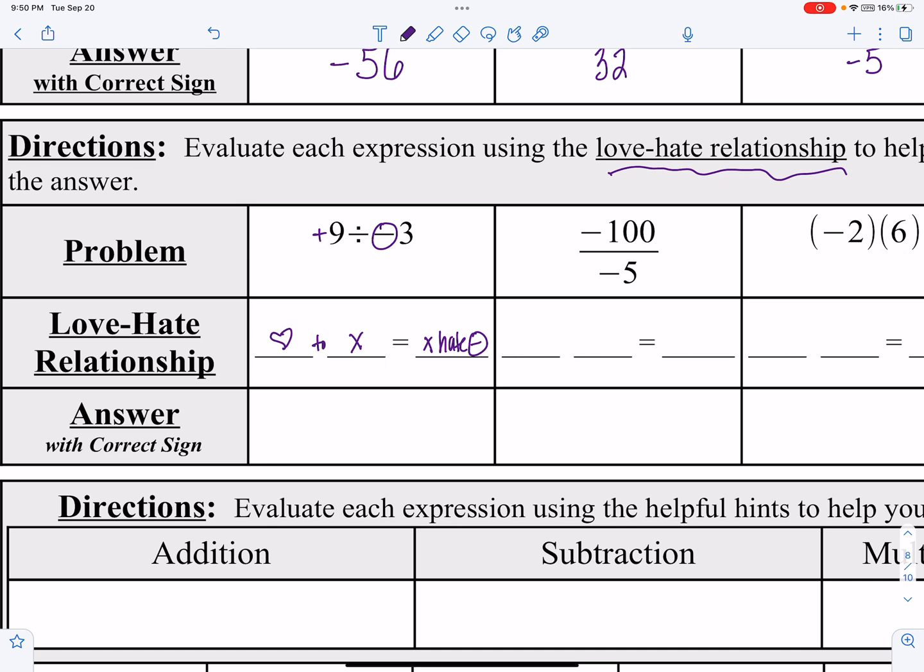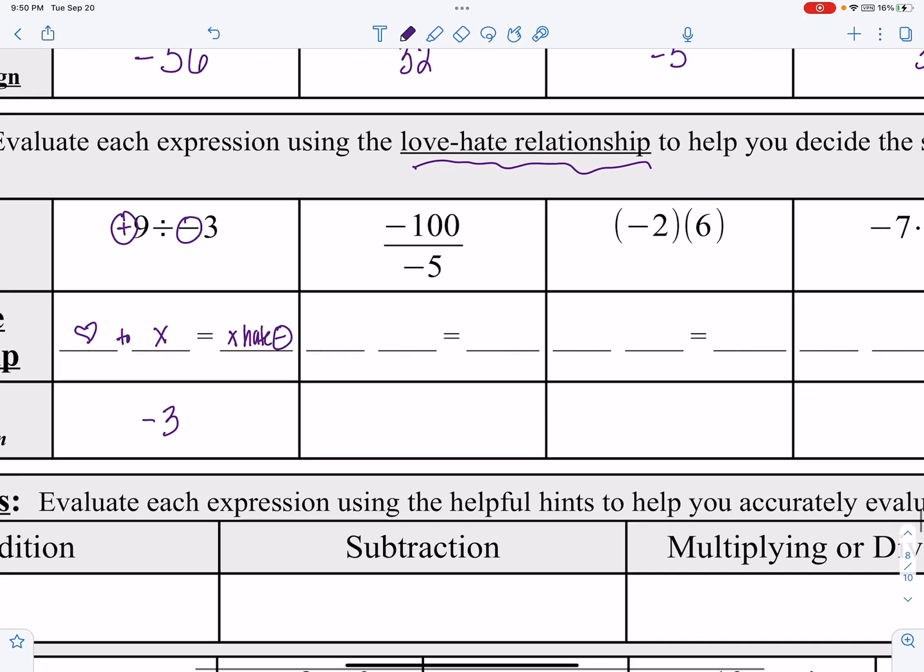Again, think about our other trick. I see I have opposite signs. Opposite signs will always equal negative, okay? Solve the problem. 9 divided by 3 is 3, and I know it is a negative. Next one here is a negative 100 divided by a negative 5. Right away, I see my two negative signs, and I know negative times a negative, or negative divided by a negative, or positive, positive, always equal positive at the end.